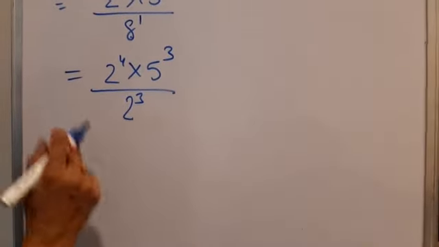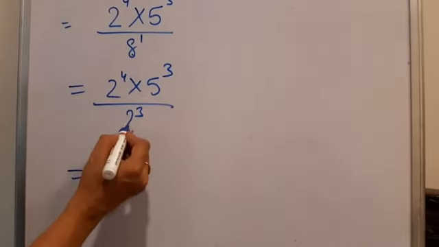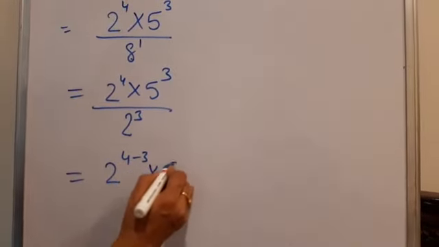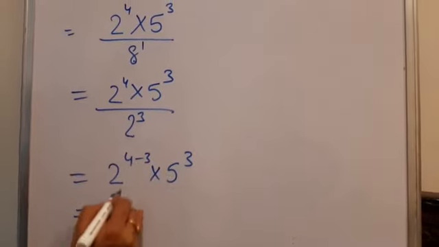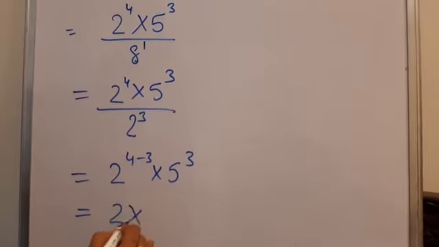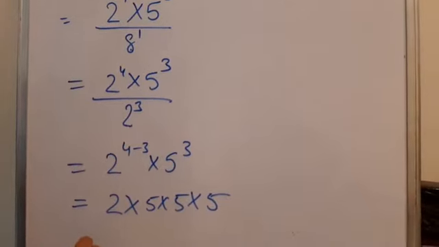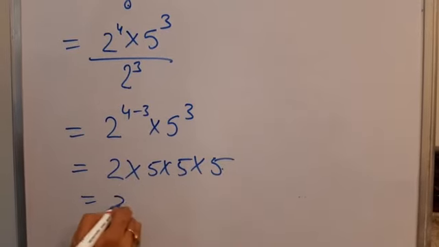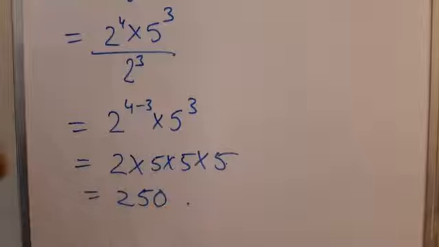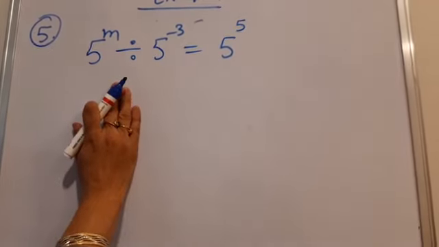Now see, base are same, and 2 raised to power 4 divide 2 raised to power 3 is given, power will be subtracted. It will become 4 minus 3, and here 5 raised to power 3 is given. So 2 raised to power 4 minus 3 will become 1, and 5 raised to power 3 means 5 is multiplied 3 times, and when you will multiply this, 2 5s are 10, 5s are 50, 5s are 250. This is the result.